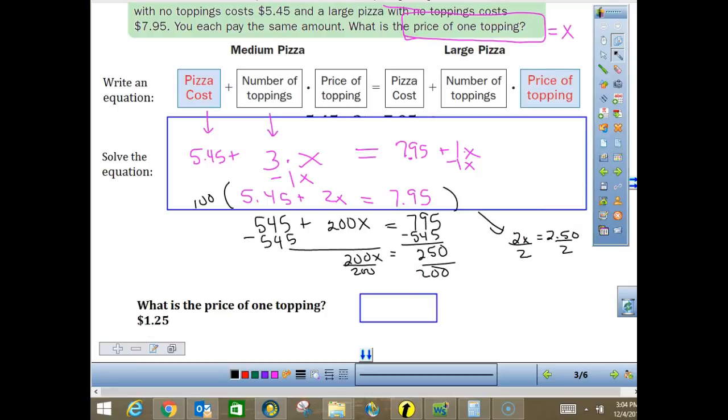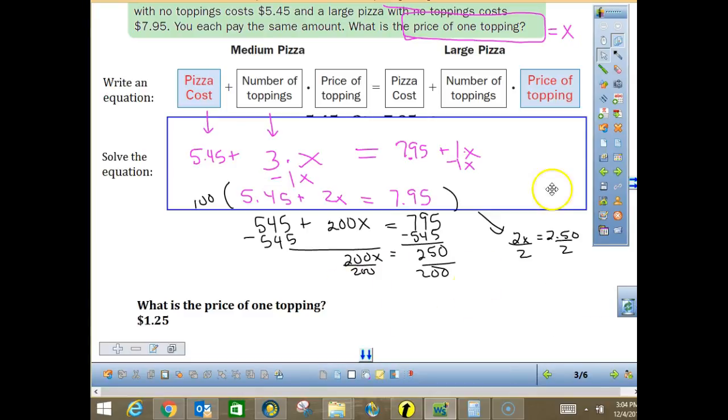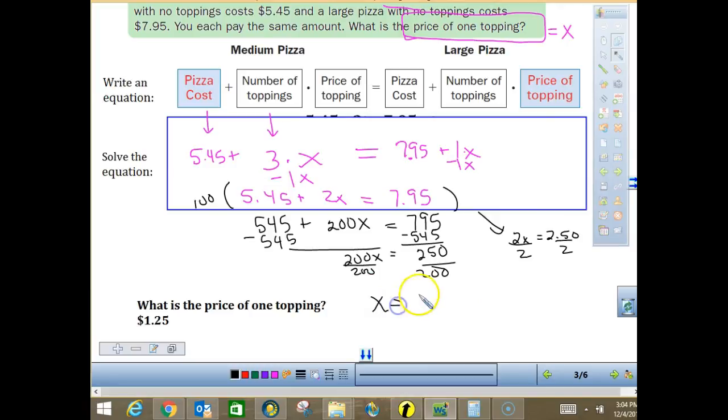250 divided by 200, 2.5 divided by 2. Both cases are going to give us a solution of $1.25. So what is our topping's cost? X equals $1.25 per topping.